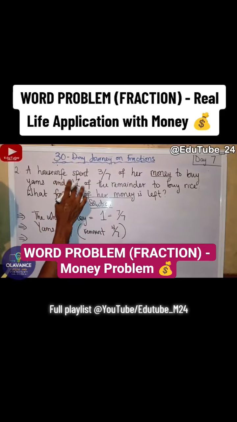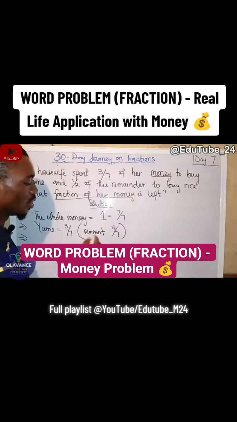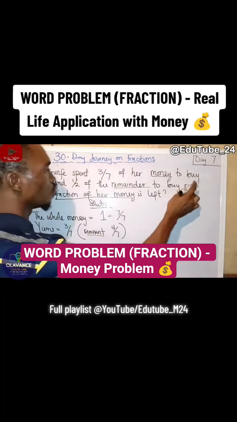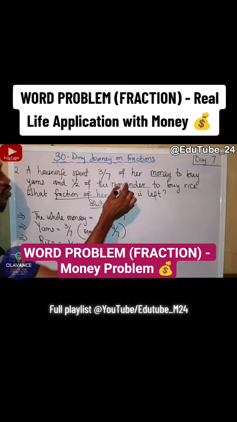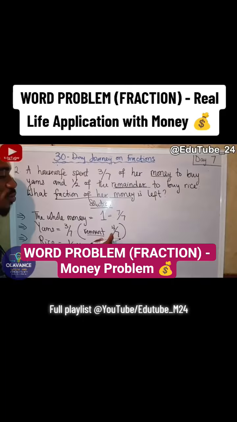And then it says, half of the remainder to buy rice. So I'm going to write rice. As soon as I say half of the remainder, we are going to translate this "of" to become times. Half of the remainder, what is that remainder? It is 4 over 7. So that is half of 4 over 7 on rice, and we are going to evaluate this to find out the fraction of money she spent on rice. So now let's find what common factor can divide.